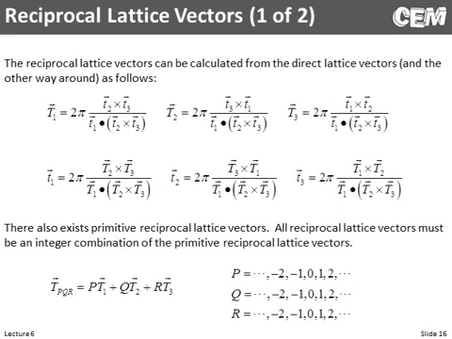So given the vectors, we can use these equations to pop back and forth, calculating the reciprocal lattice vectors from the direct lattice vectors, or vice versa. Now, everything we talked about with the translation vectors of the direct lattice still applies to the reciprocal lattice. We will have 3 primitive reciprocal lattice vectors. We can form a reciprocal lattice vector that is not primitive, but it has to be an integer combination of those primitive reciprocal lattice vectors.